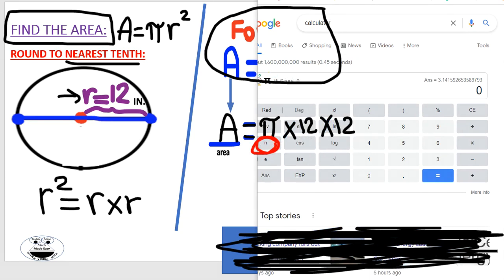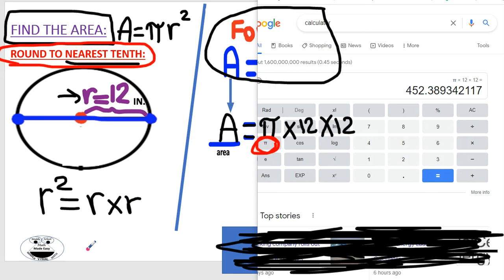So what I'm going to do is put in, it says pi, so I'm going to click pi, times, it says 12, times 12. And then I'm just going to press enter, and there we go. There is our answer. Now let's go back to the question. It says round to the nearest tenth.